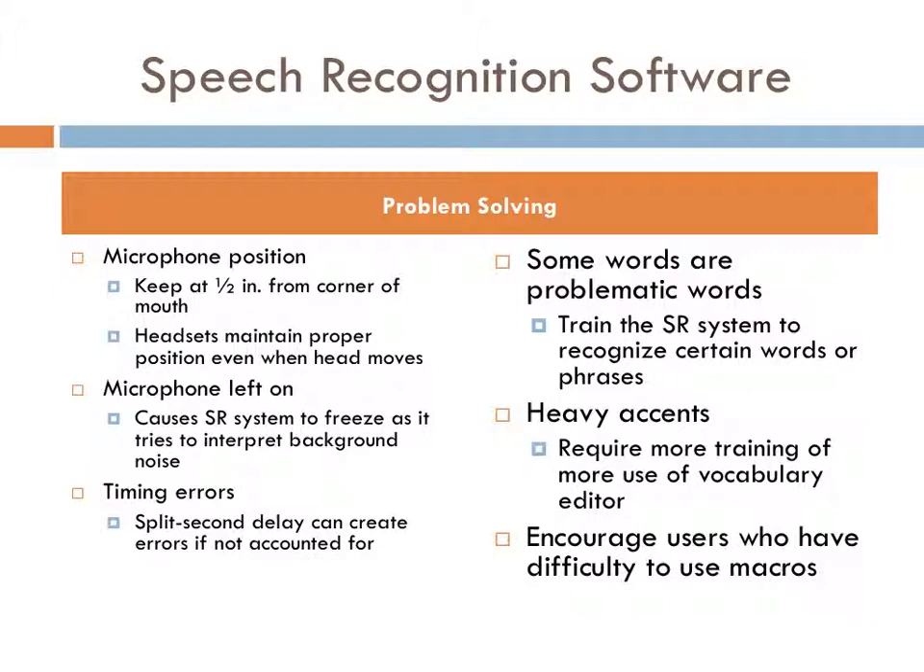It is often helpful to implement the use of headsets because they maintain the proper position even when the head is moved. So like we had mentioned before, there's often a dual computer screen that the radiologist may be looking at the prior chest x-ray on one screen, and then on the other screen is the current chest x-ray that he's reading. His mouth will be moving back and forth from each screen while he looks at them. So having the headset helps offset the microphone position.